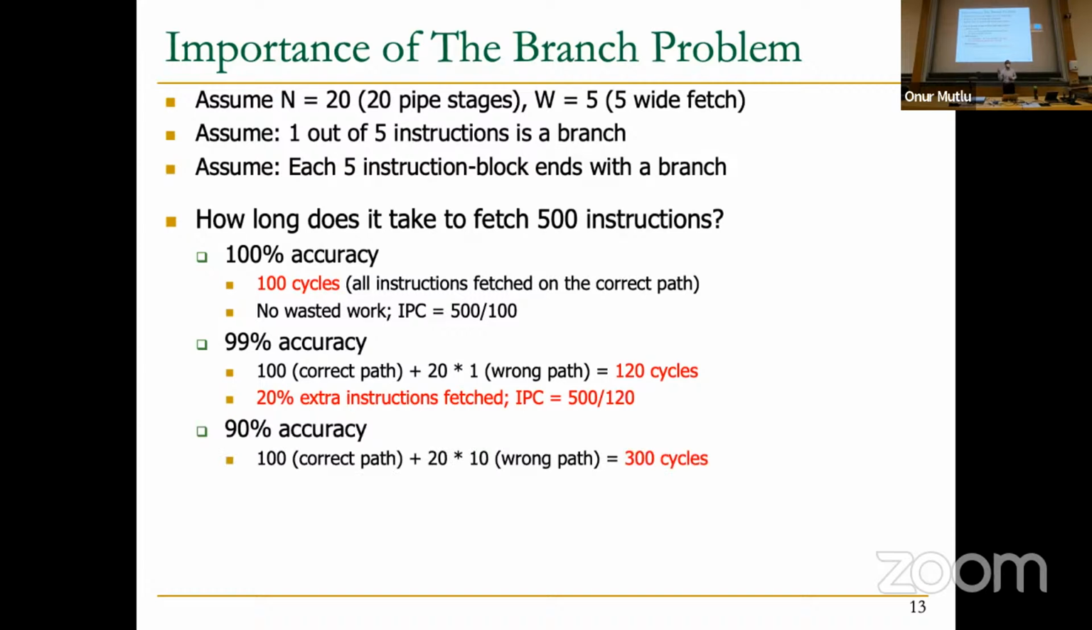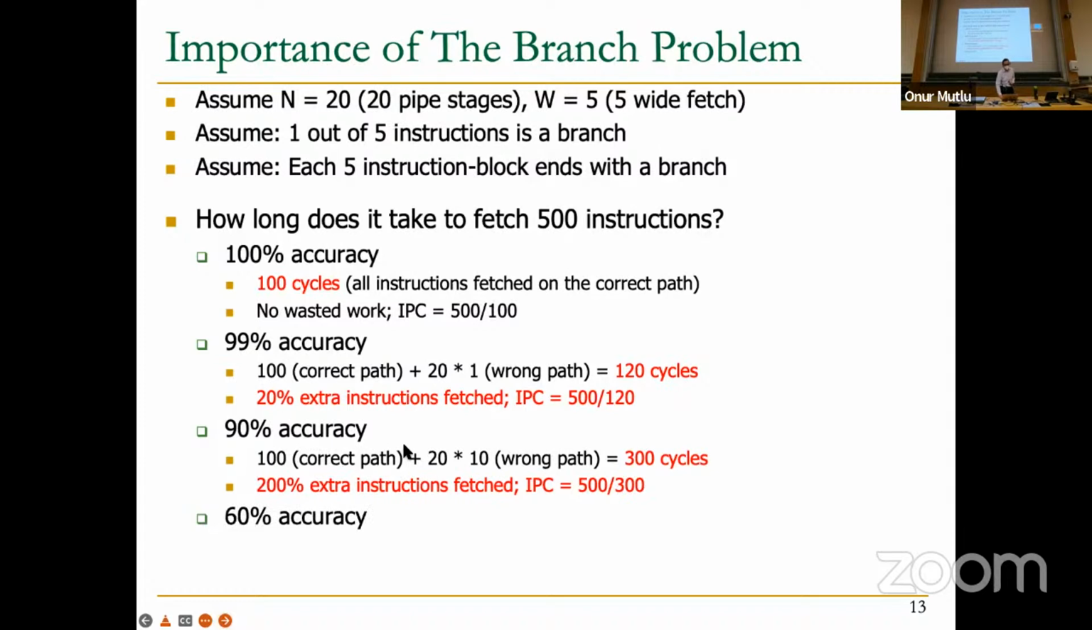Now you mispredict 10 branches. Each branch costs you 20 cycles, and you spend 200 cycles on the wrong path, fetching. And 100 cycles on the correct path to fetch 500 instructions. So total time is 300 cycles for this program. And you fetch 200% extra instructions, and your IPC went down to 1.66 as opposed to 5. So even if you're 90% accurate, 90% is pretty good, I would say. In hard programs, you cannot even get 90% today, but 90% on average you can get today. Fine. Even then, you have a problem, as you can see, right?